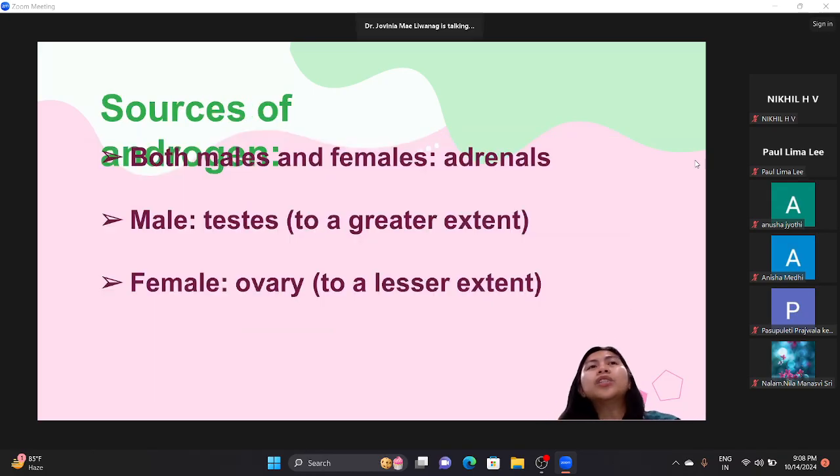So what are the sources of androgen? That's what I told you a while ago. In both males and females, the adrenals. In males, the testes to a greater extent. In females, the ovary to a lesser extent.